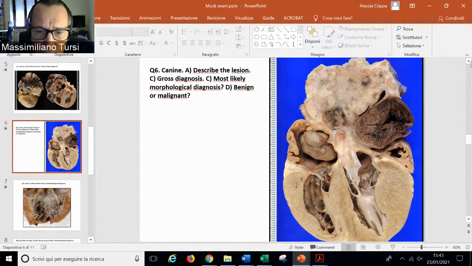Or maybe it could be also better to say, the gross examination, heart-based tumor. Maybe it's more correct. And the question, benign or malignant? Look at the cavity of the right atrium. There is a huge neoplastic thrombus. And so there is a clear infiltrative process, growth of the neoplasia. That's a synthesis. What do you think? Any question? Any problem?